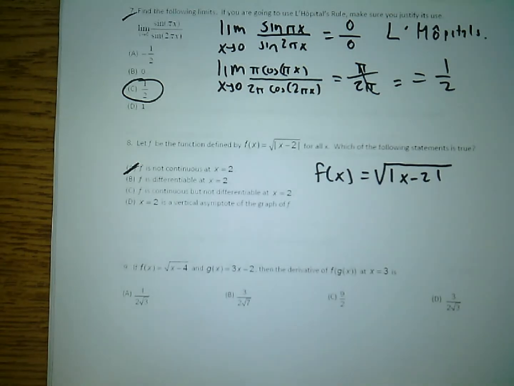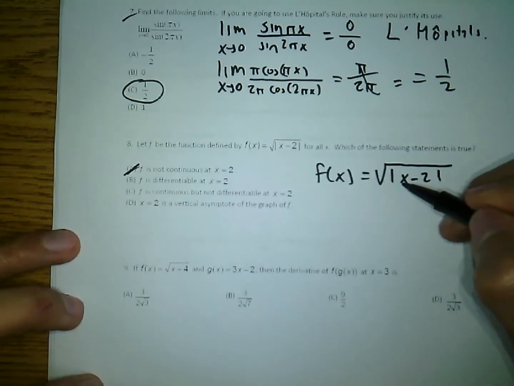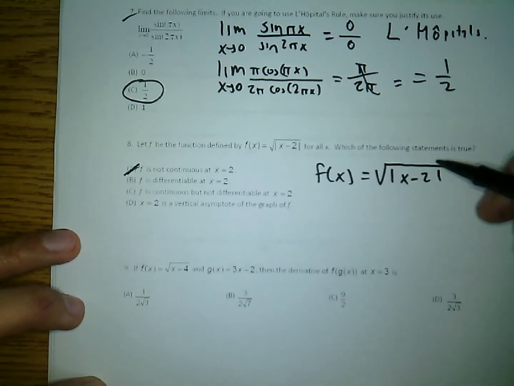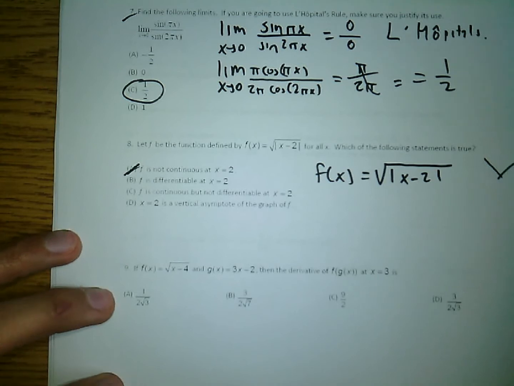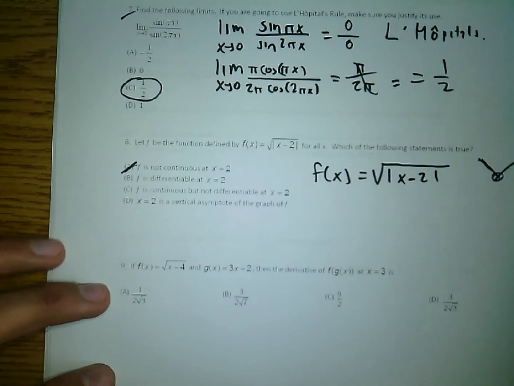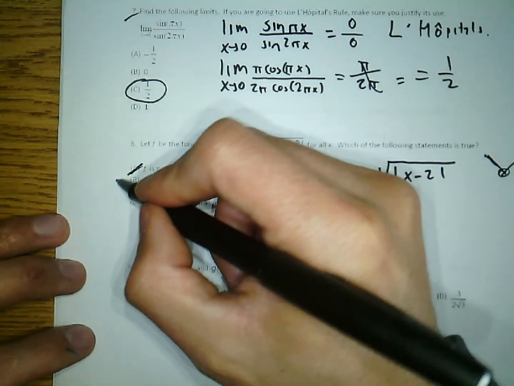Now, we've got to talk about what is happening at 2. Let's see here. So at 2, notice that if I plug in 2 here and I kind of ignore the square root, I have an absolute value. And I've got to remember, absolute values have sharp points. So what I'm thinking here is that this is not going to be differentiable.